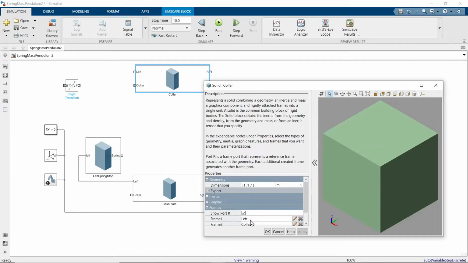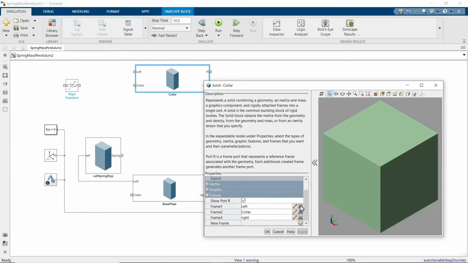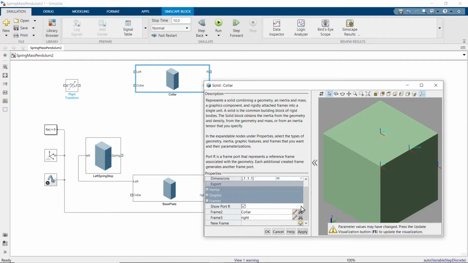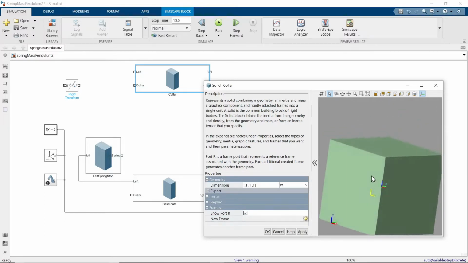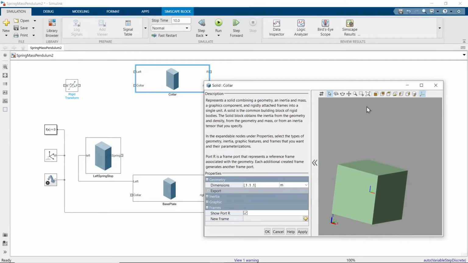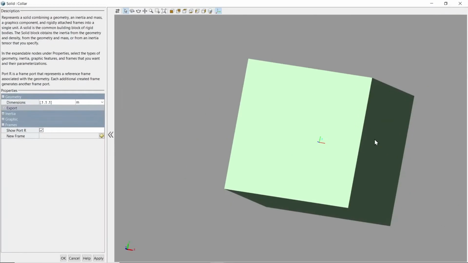Okay, now we need to define some frames. Let's see how these are. Okay, let's delete them all. We'll definitely need the R frame because that's going to connect to the pendulum. So let's take a top view. So we need here on this face a right spring and on the other face a left spring. And on the bottom we will need another frame to connect to the base plate.